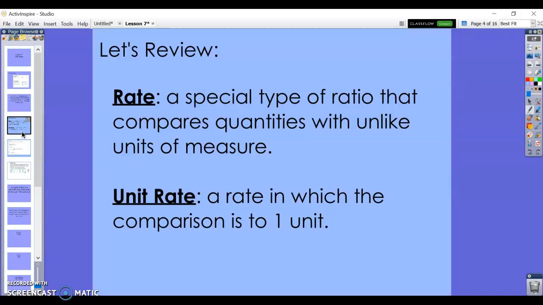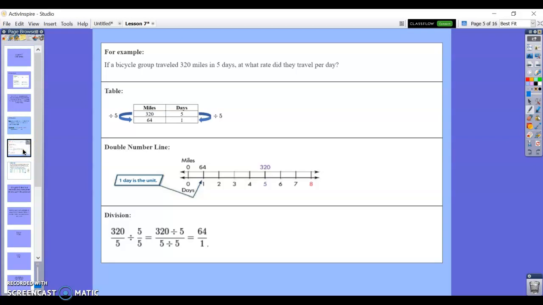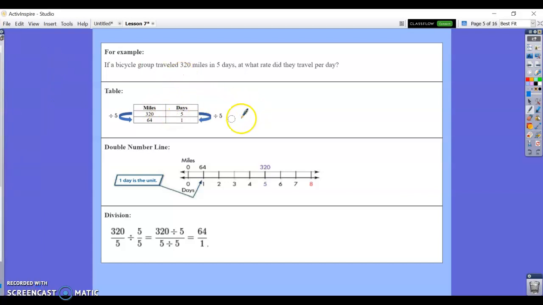As a review, we went over these terms before leaving school. A rate is a special type of ratio that compares quantities with unlike units of measure. And a unit rate is a rate in which the comparison is to 1 unit. We discussed that there are 3 different ways to find a unit rate. You can use a table and use division in that table. You can use a double number line, or you can just use division.